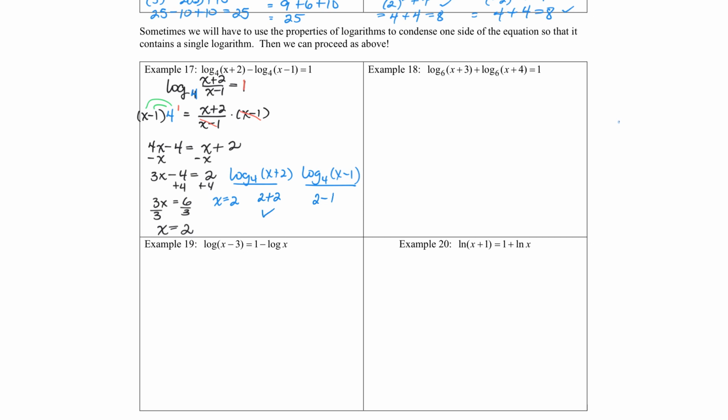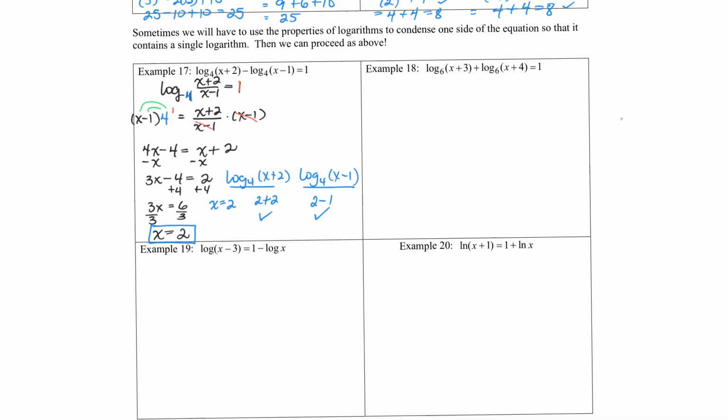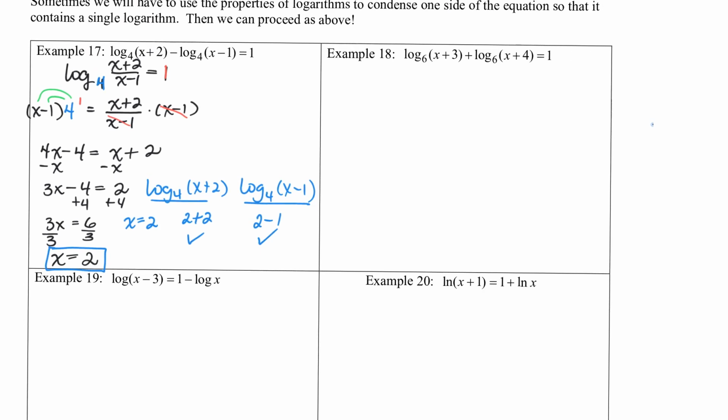And 2 minus 1 is 1, which is positive. And so now I can make the determination that x equals 2 is a valid solution to this logarithmic equation. All right, so now let's look at example 18.